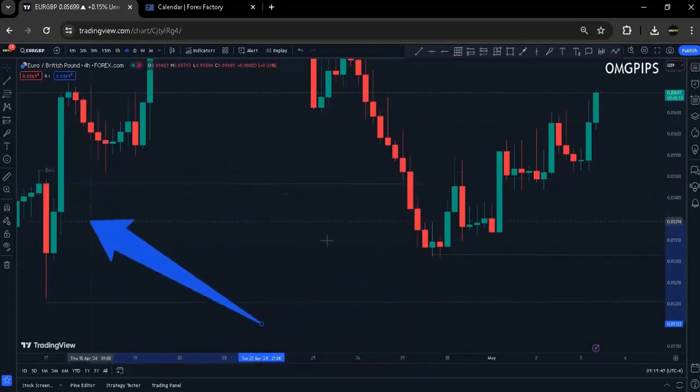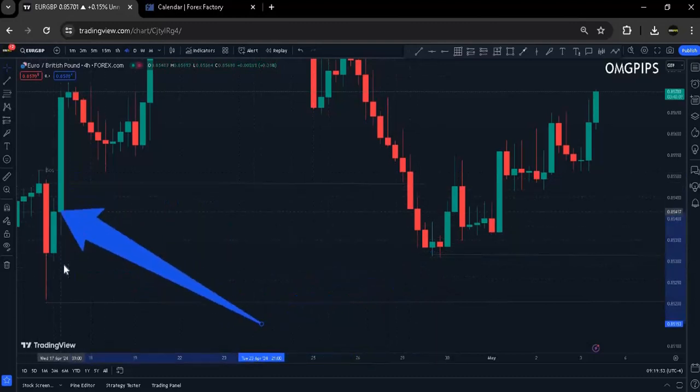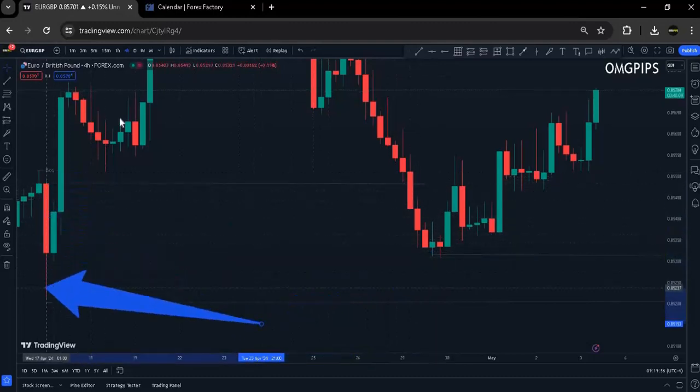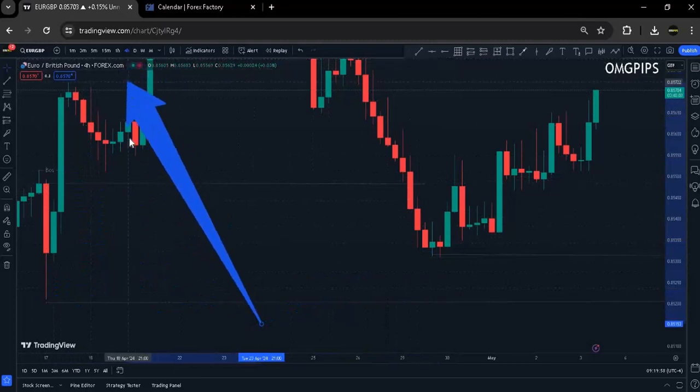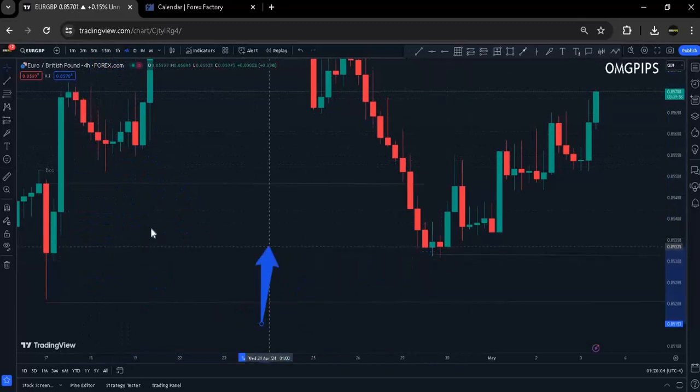Since we mitigated the order block already, I'll show you why. Because price was mitigating something inside this order block that we cannot see on the 4-hour. So we're going to have to go down to the 1 hour to see exactly why price reversed at this level.